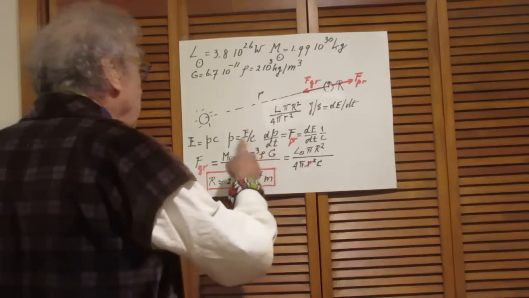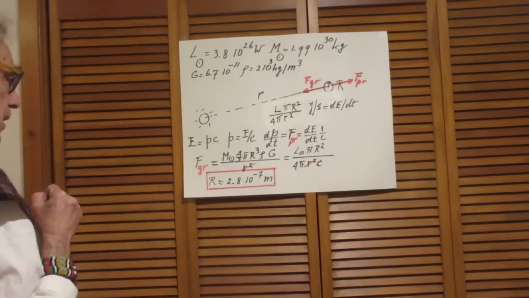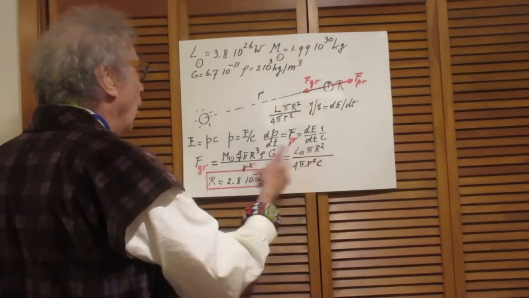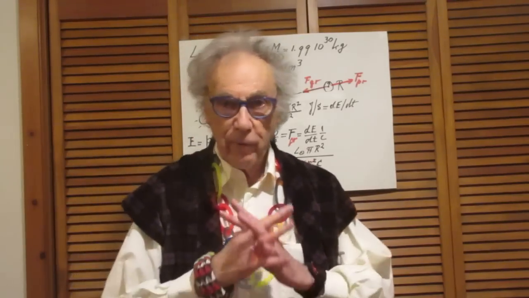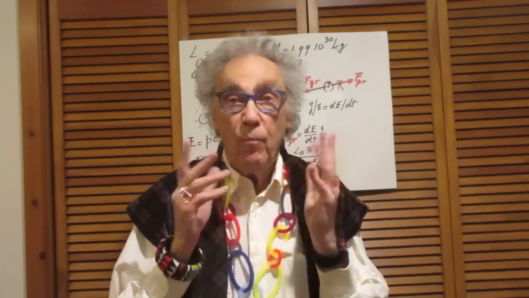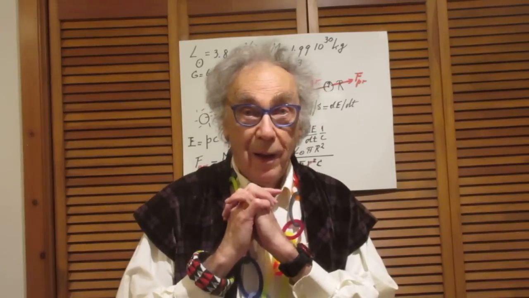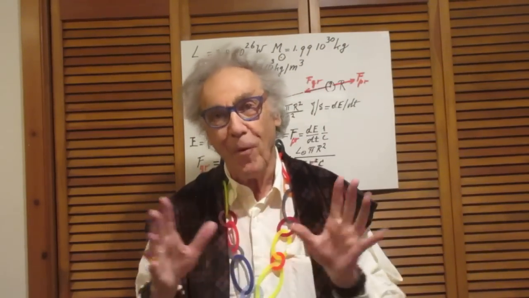So, if I make this gravitational force the same as the force due to radiation pressure, I have only one equation with one unknown, which is capital R. And you can solve that by putting those numbers in, and you find that the radius of these spherical dust particles is approximately 2.8 times 10 to the minus 7 meters. So roughly 1/4 of a micron. I hope you will agree with me that by using this simple fact, the problem collapses into almost nothing.